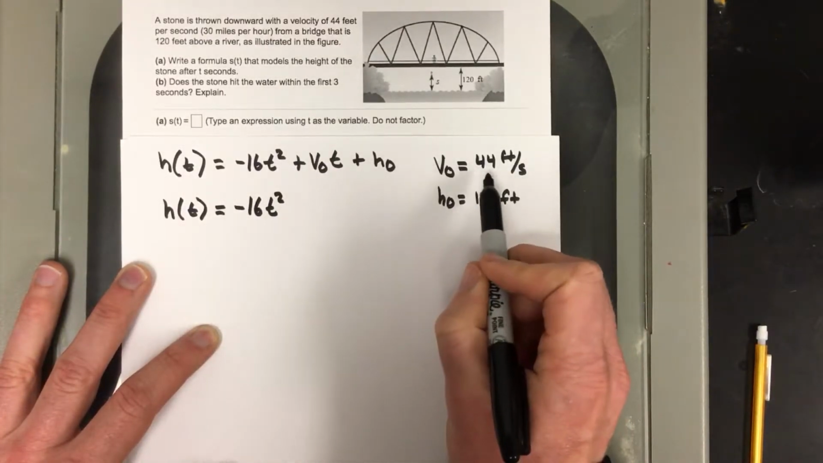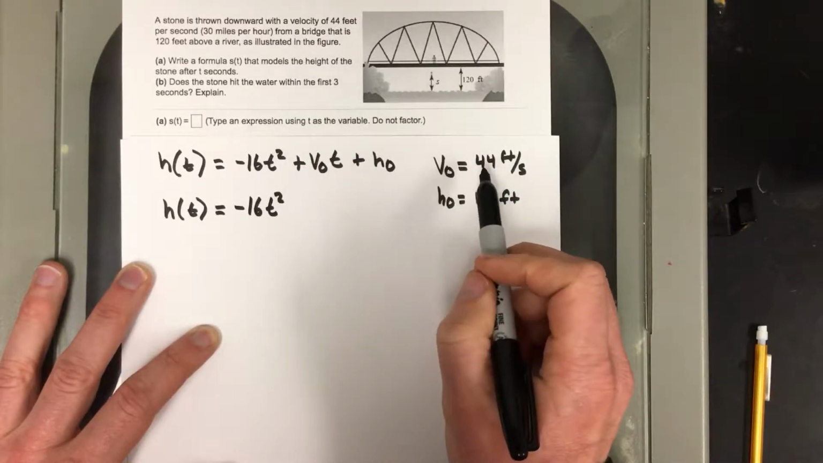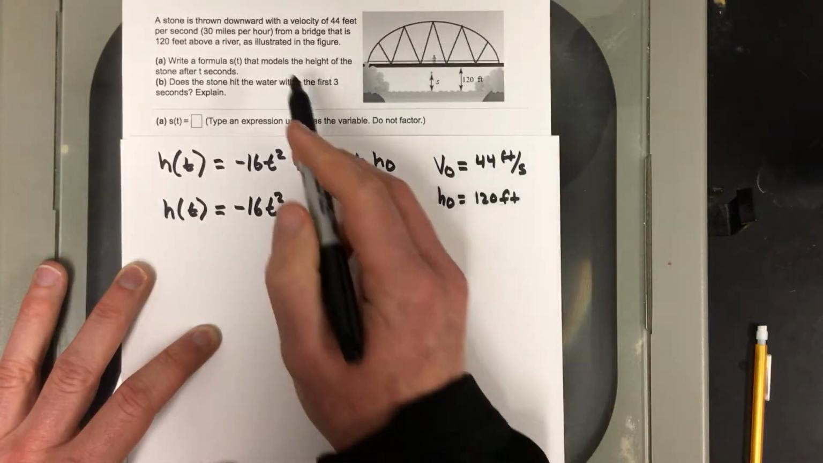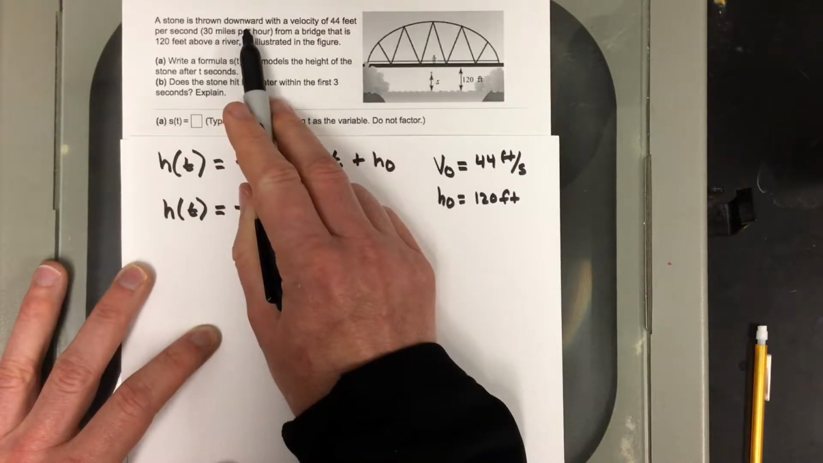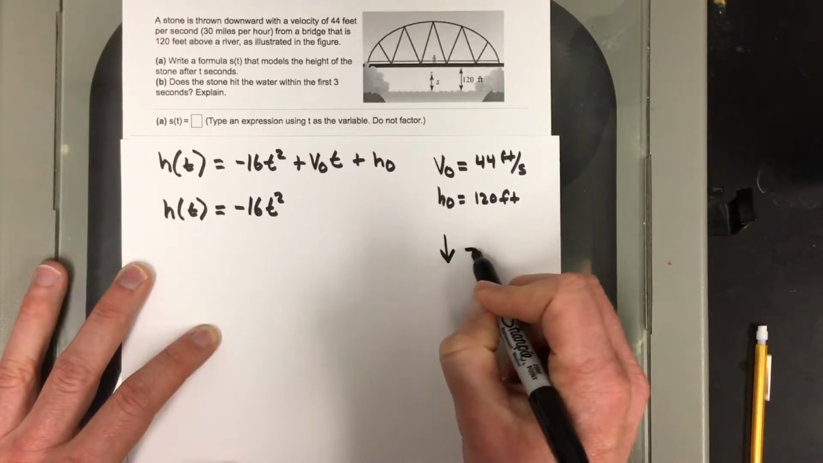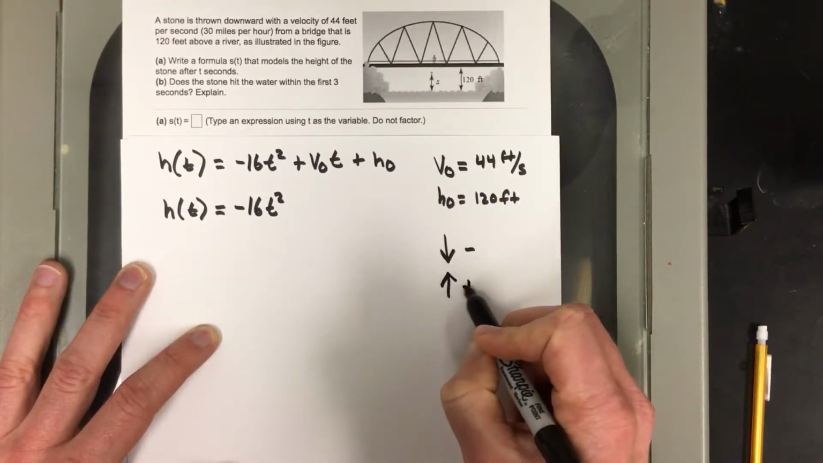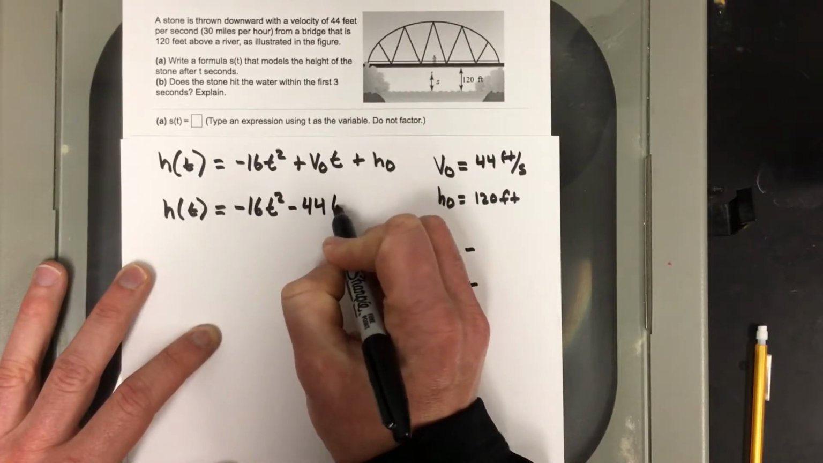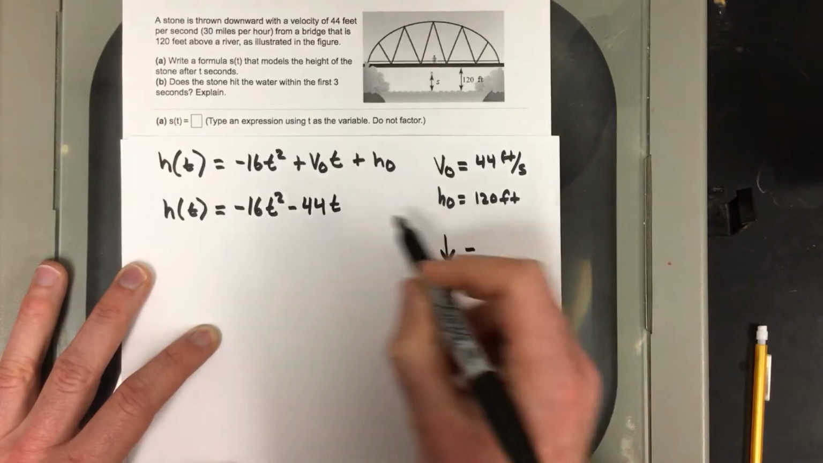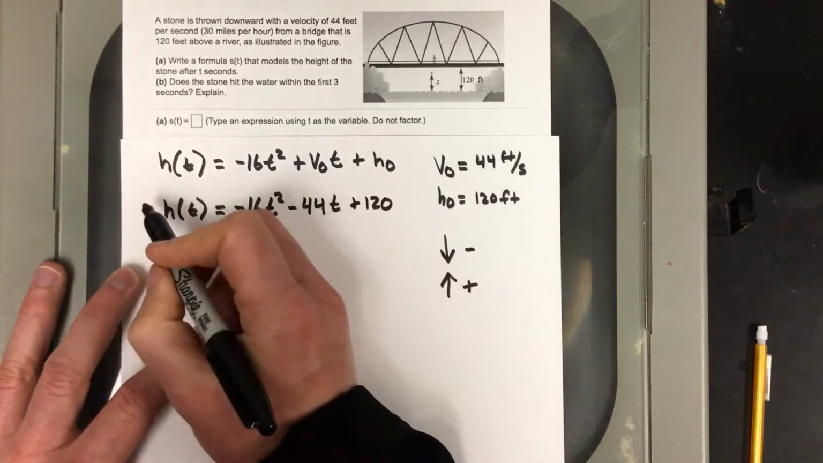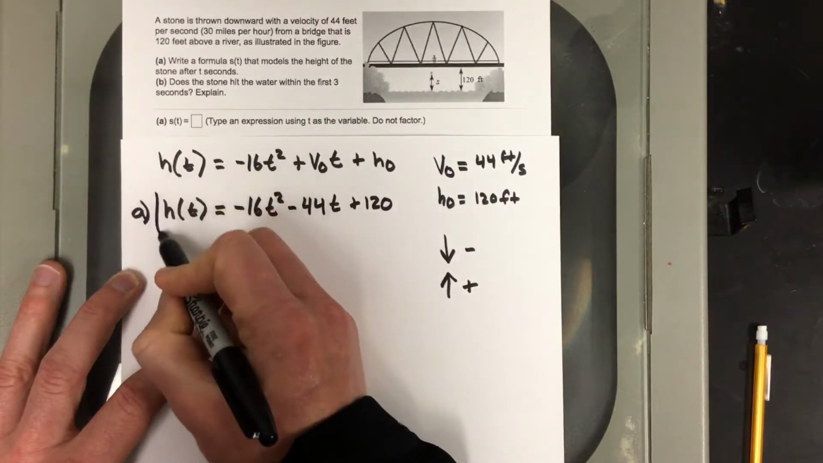Now, one thing we have to watch here is it depends on if our velocity is traveling upwards or downwards, whether or not it's plus or minus. So if you remember back to the problem, it says downward with a velocity of 44. Well, downward is going to mean negative. Upward is going to mean positive. So downward, we're going to say minus 44 times the time. But our initial height then is 120 feet. So this is our equation for part A. So this would be the answer to part A.